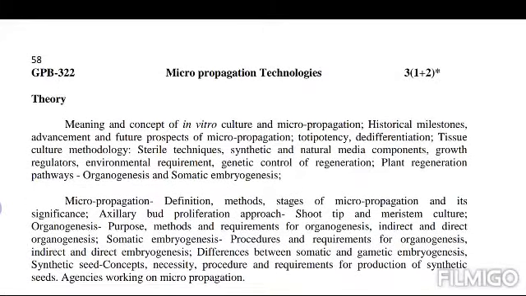Coming to the last course and the sixth course, that is GPB 322, Micropropagation techniques. This has also given 3 credits, that is 1 plus 2. Actually it is 2 plus 1.